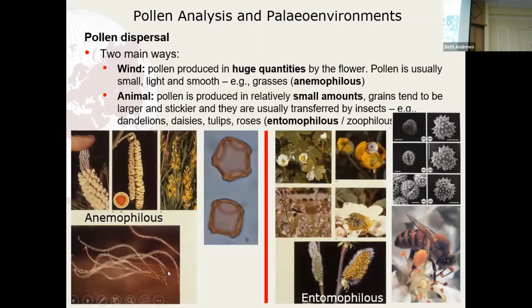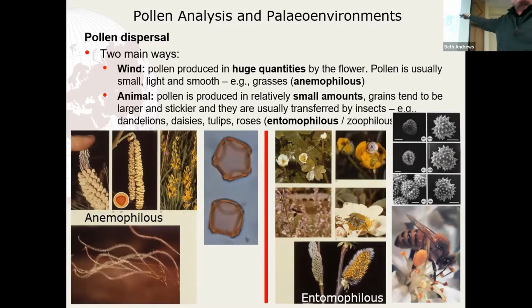Okay, so two main ways. We all know about the wind-pollinated plants. Yeah, they produce huge quantities by the flower. The pollen is usually small, light, and smooth. For example, the grasses, which are one of the biggest causes of hay fever in the summer.